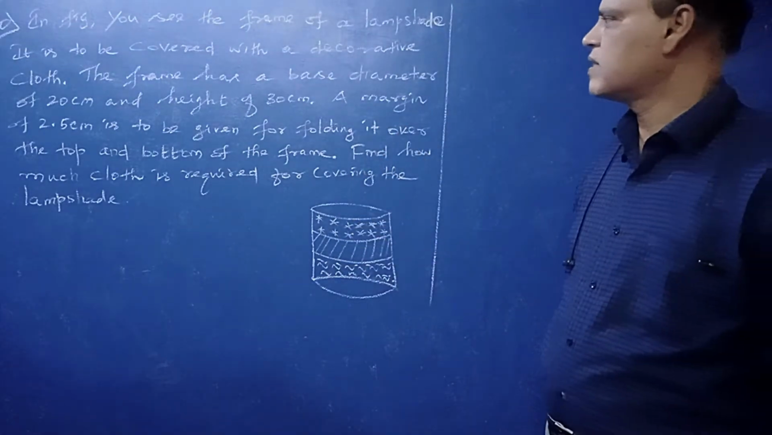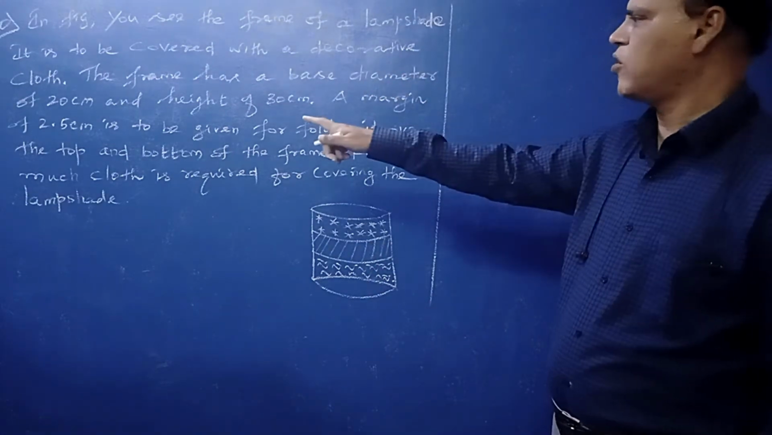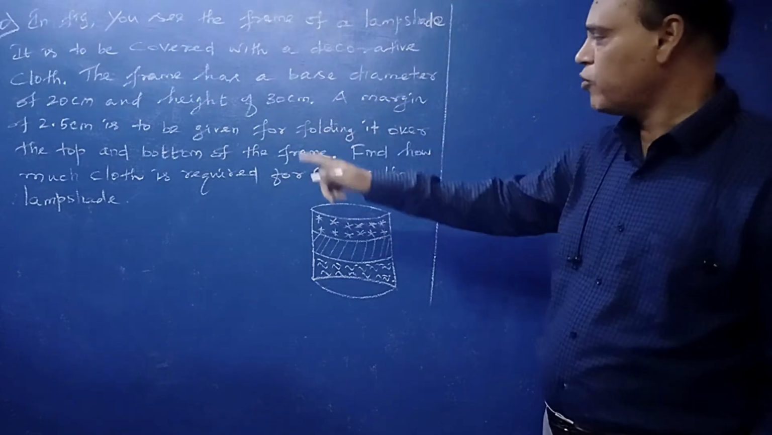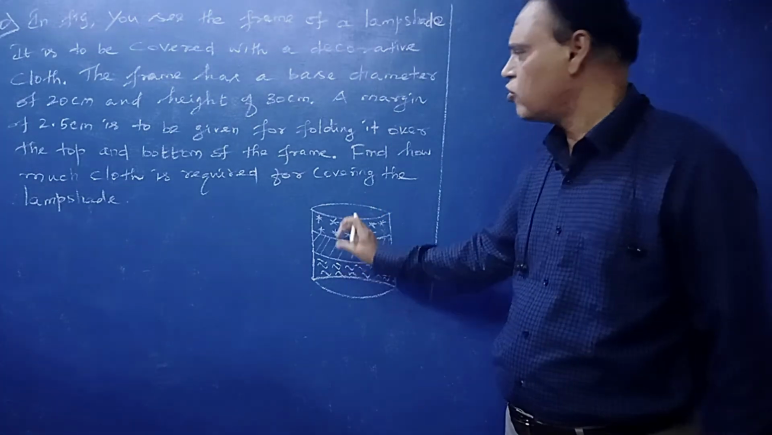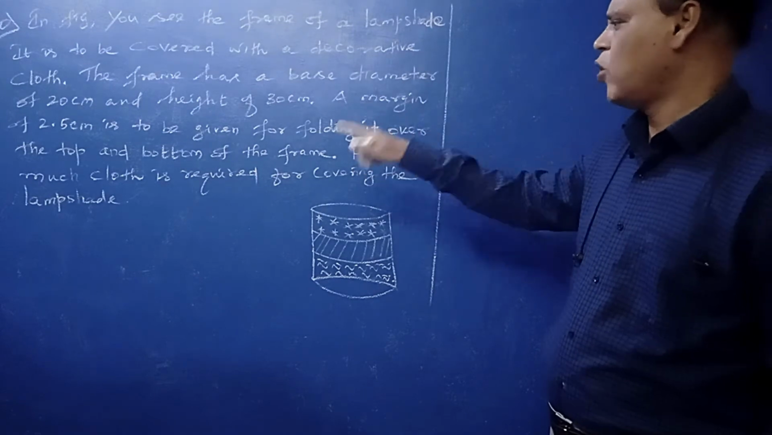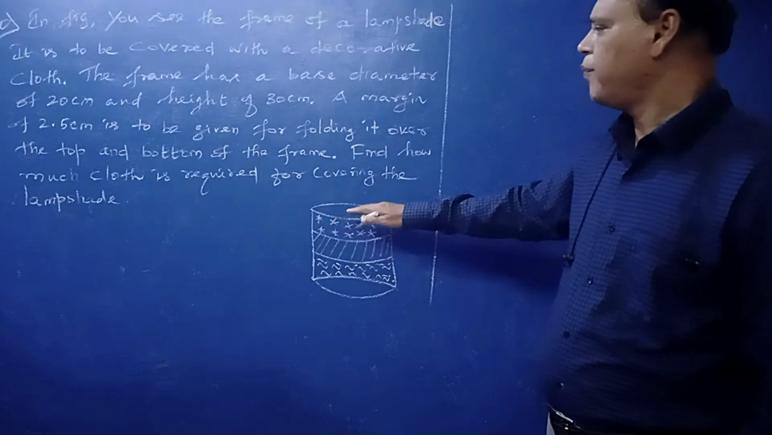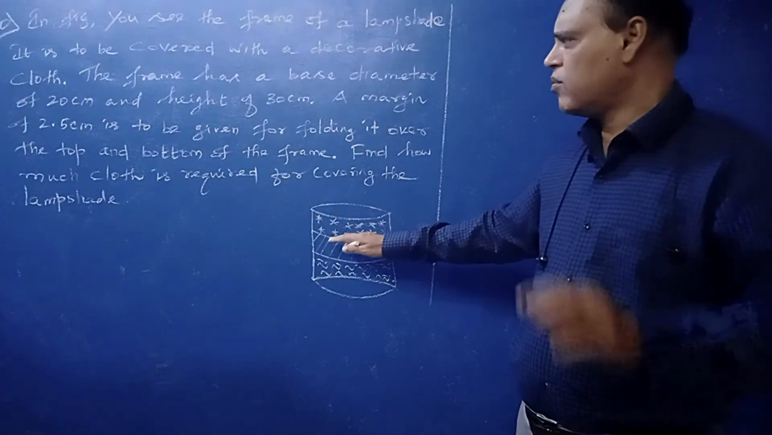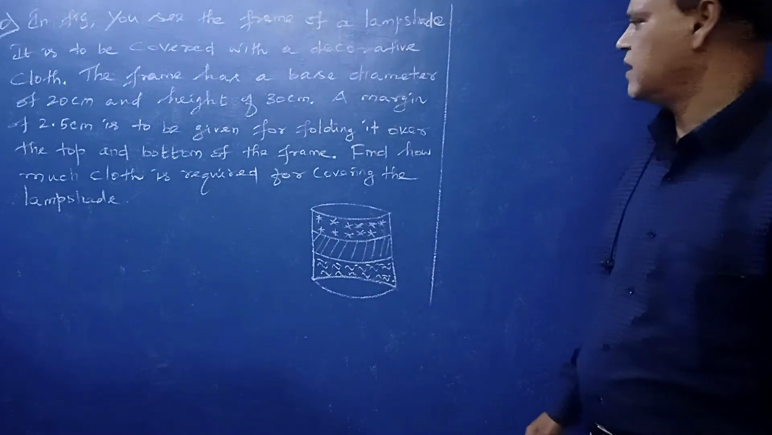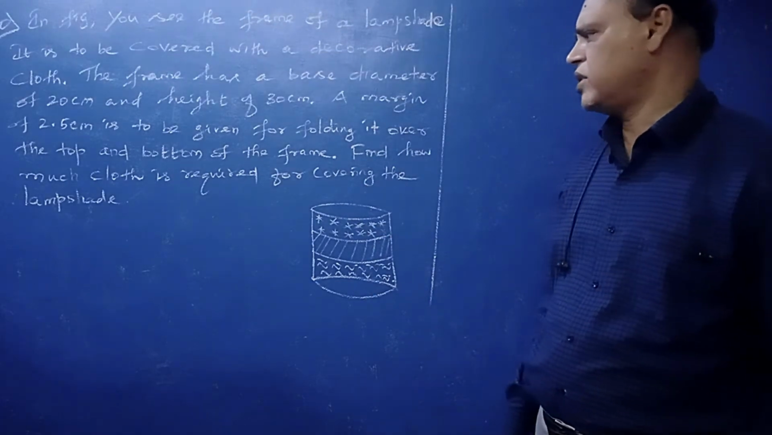Here, the frame has a base diameter of 20 centimeter and height of 30 centimeter, but a margin of 2.5 is to be given for folding it over the lampshade. See, this is the margin. The decorative cloth is taken with a margin of 2.5 centimeter and folded. Find how much cloth is required for covering the lampshade.